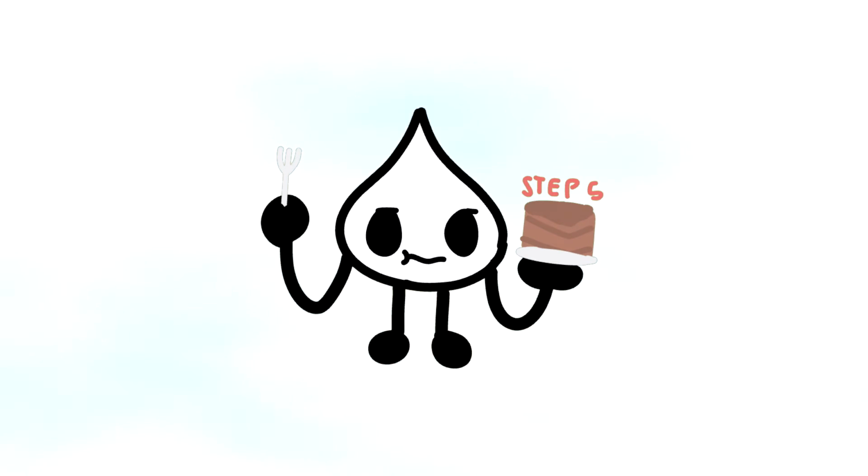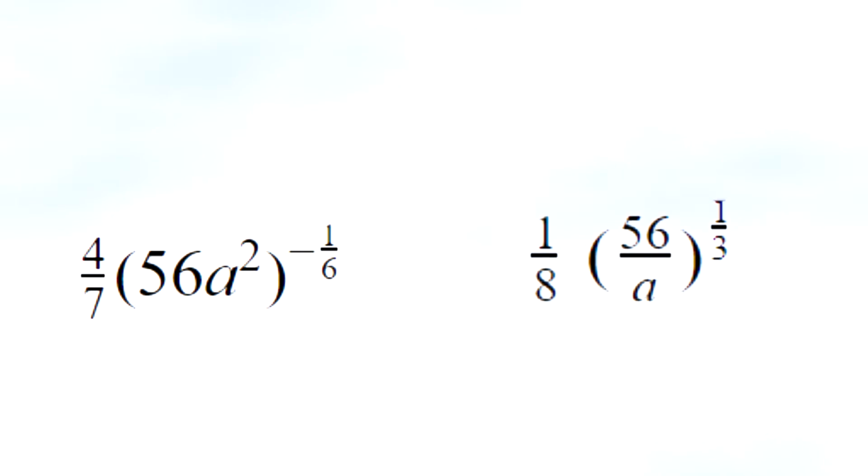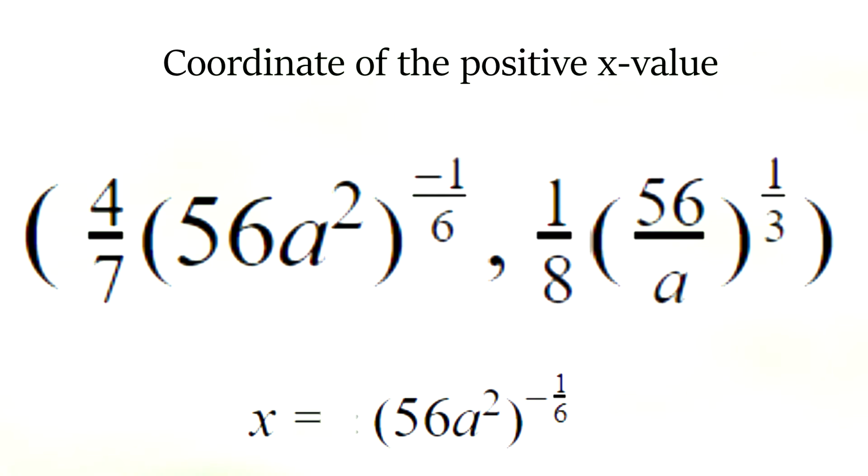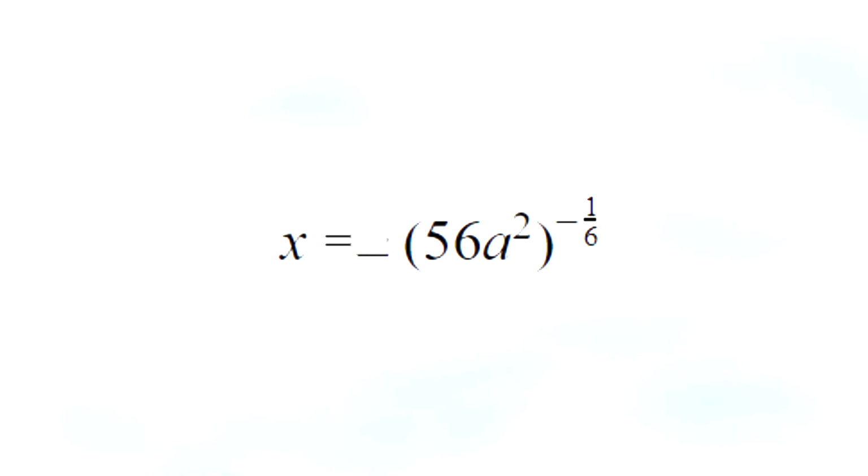Step 5 is the easiest step. We just compile the step 3 and 4 values into a coordinate, where we then have 4/7 times 56a squared to the power of -1/6, 1/8 times 56 over a to the power of 1/3. Alright, this is the coordinate for the positive x value. We then do the negative 56a squared to the power of -1/6.